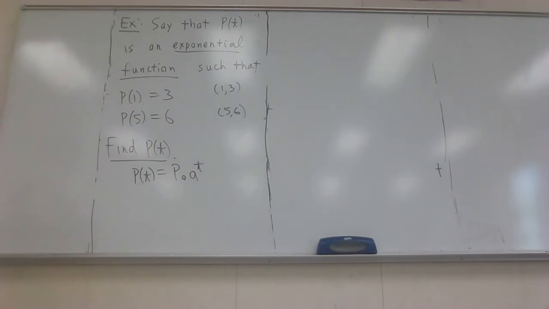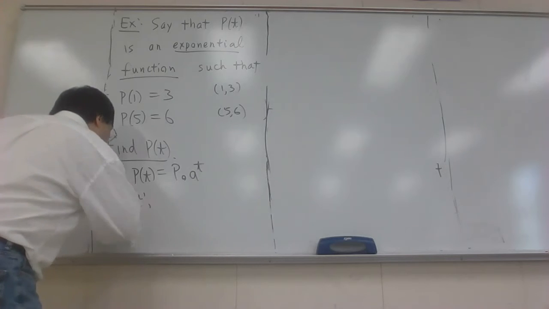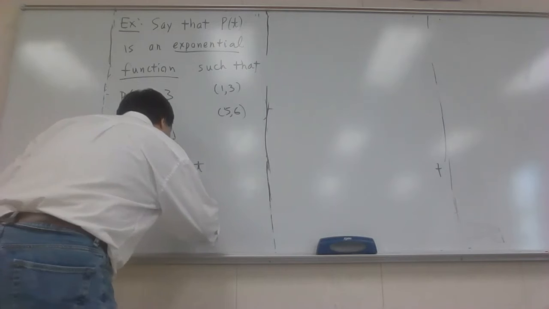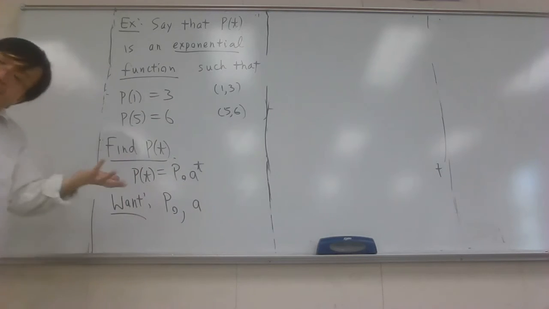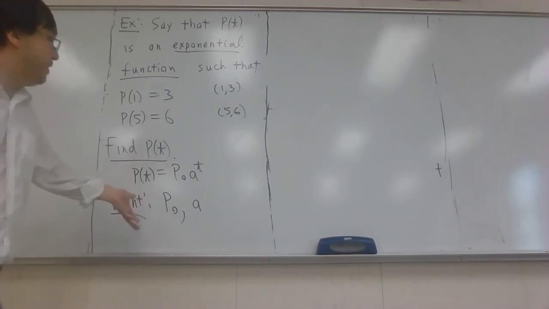So that's the first thing I would do. Write down the definition of an exponential function. Then to determine what the precise exponential function is, we want to solve for P naught, the initial quantity, and we want to solve for A. Once we have the initial quantity P naught and the base A, that completely determines the exponential function. So how do I solve for P naught and A?